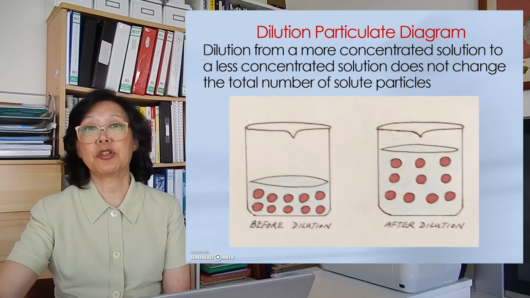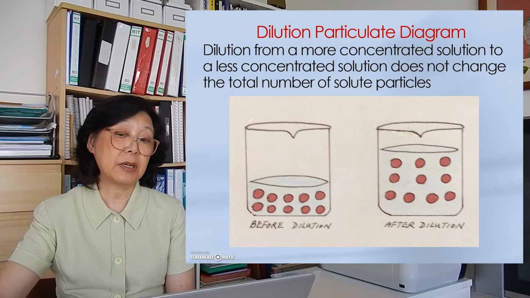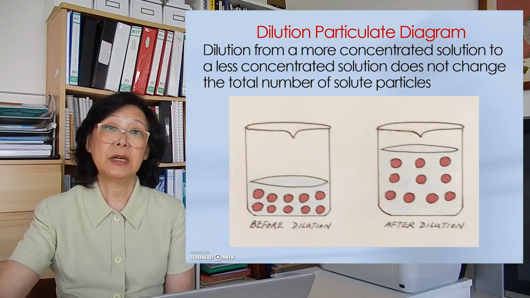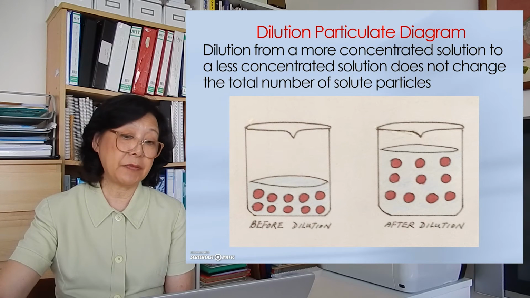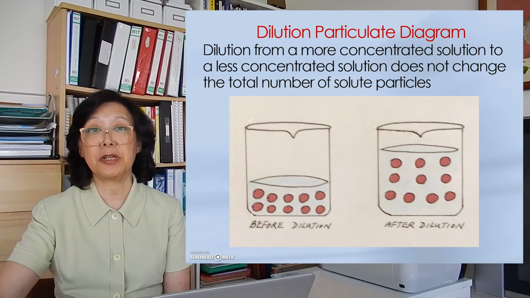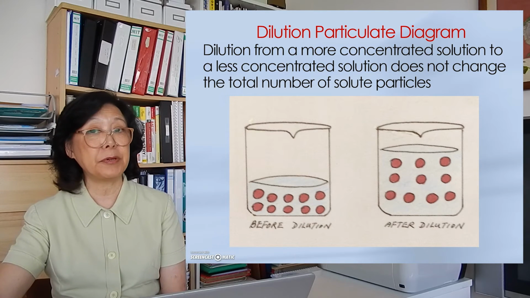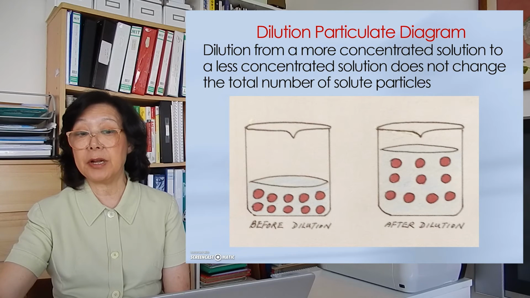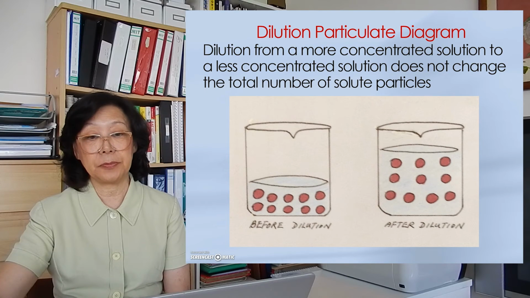Now here's a diagram showing how, in that dilution problem, the particles of solute are not changed. We start out with 10 particles in the left diagram in, let's say, 100 milliliter water. And when we add another 100 milliliter water to it to make 200 milliliter in the right-hand side diagram, there are still 10 particles of the solute. It's only the volume that's changing, but not the number of particles.